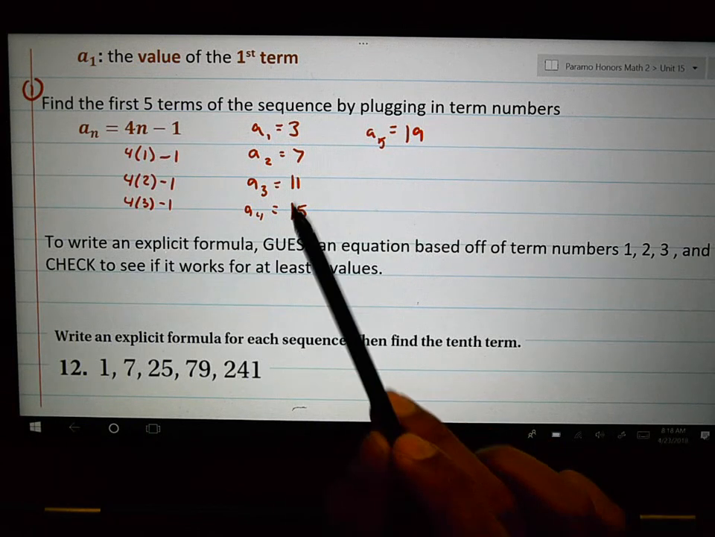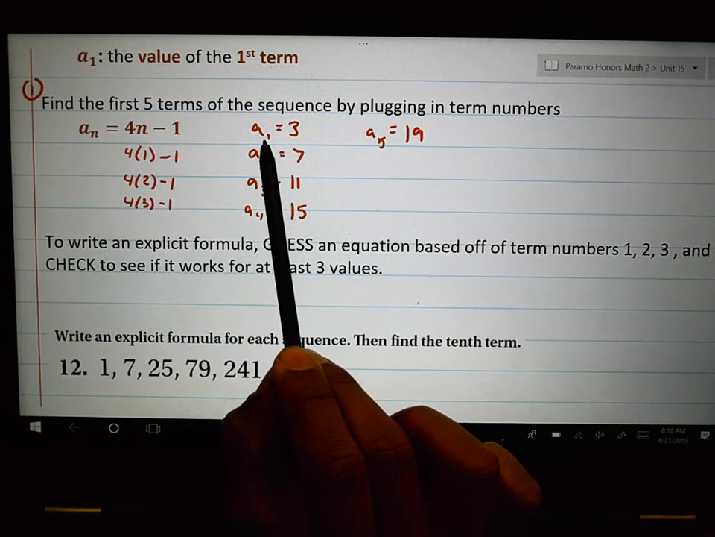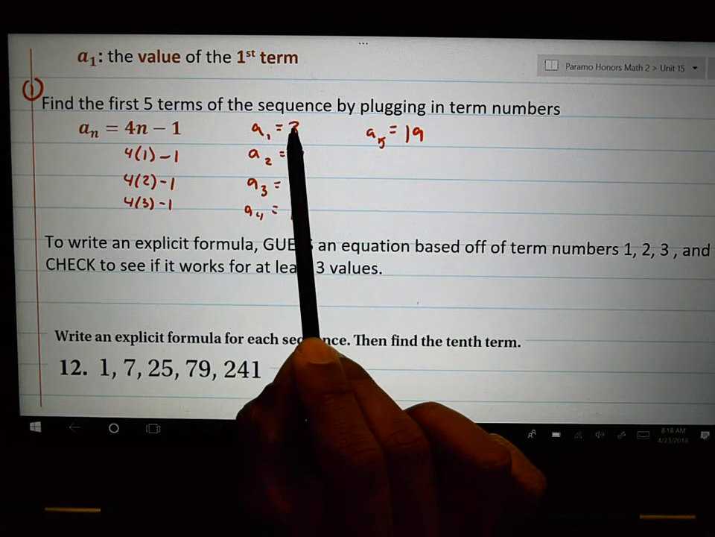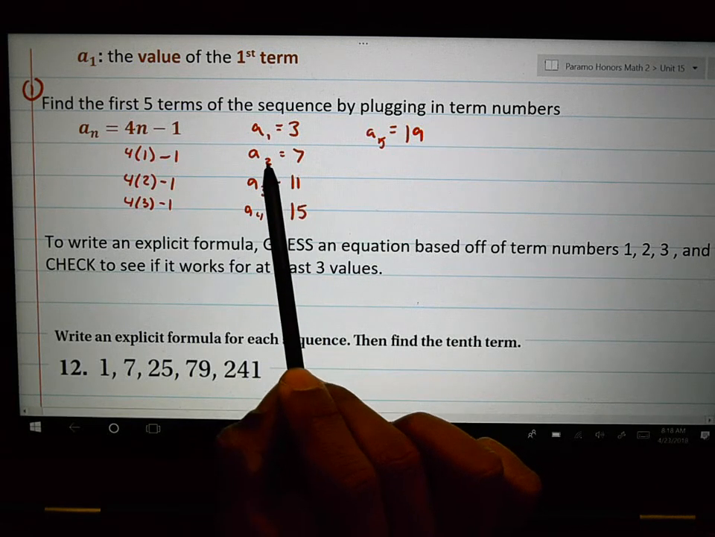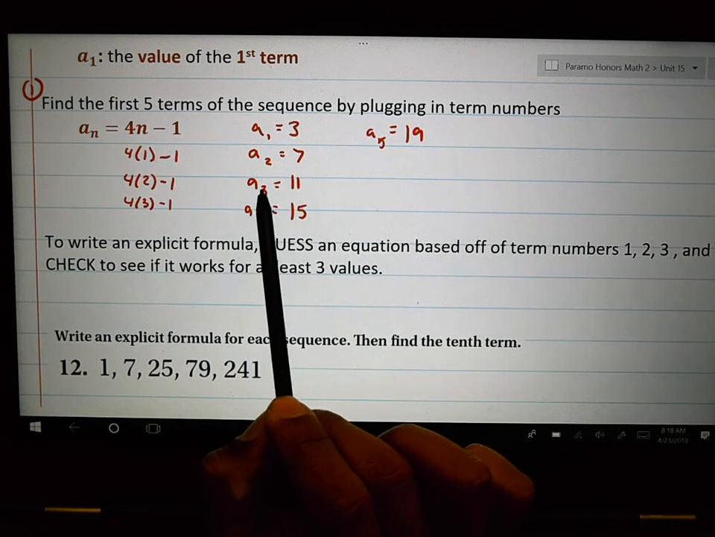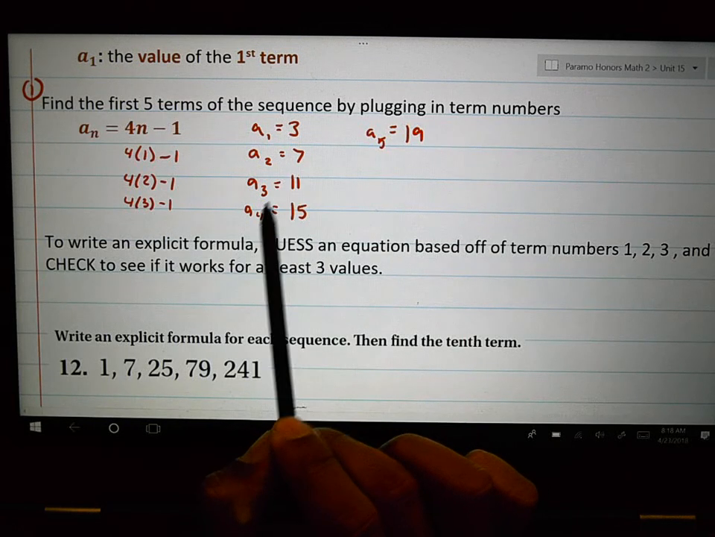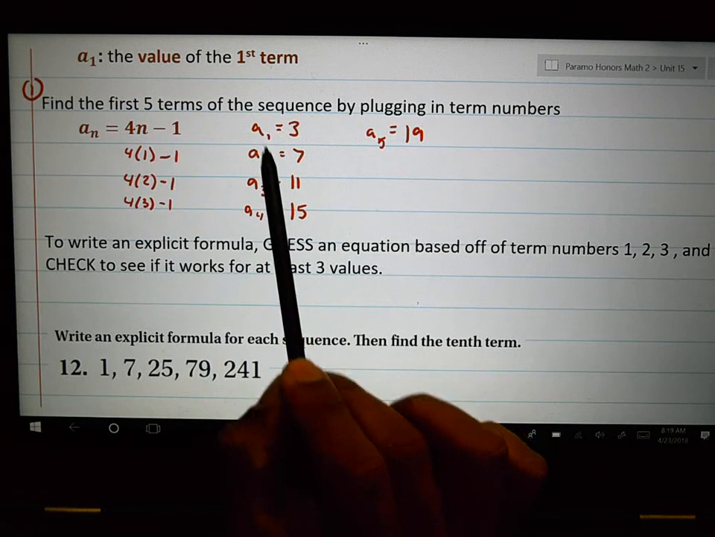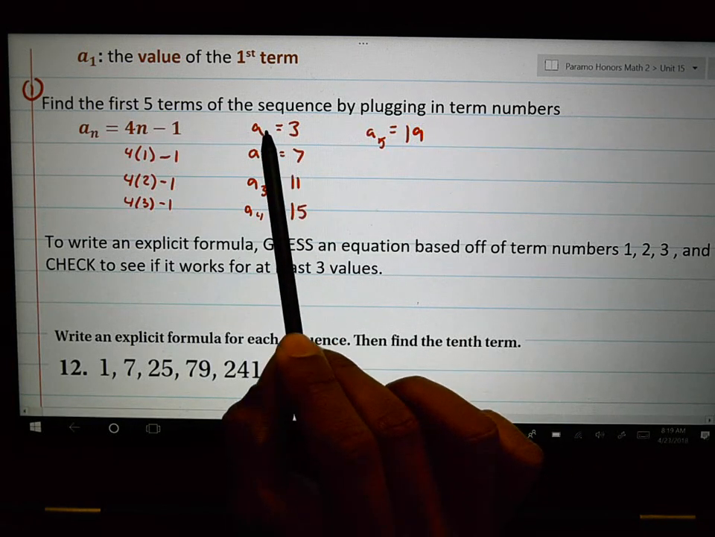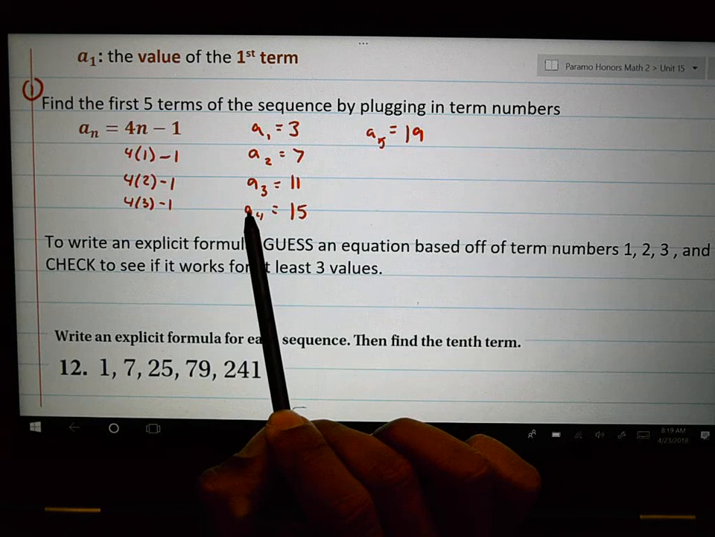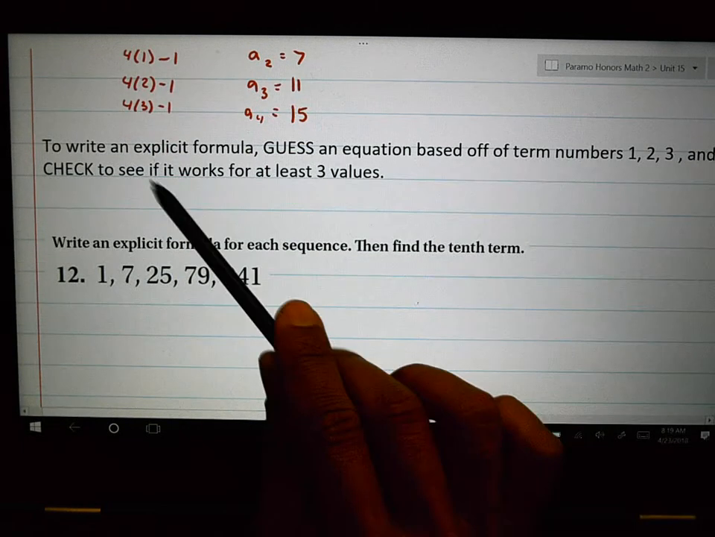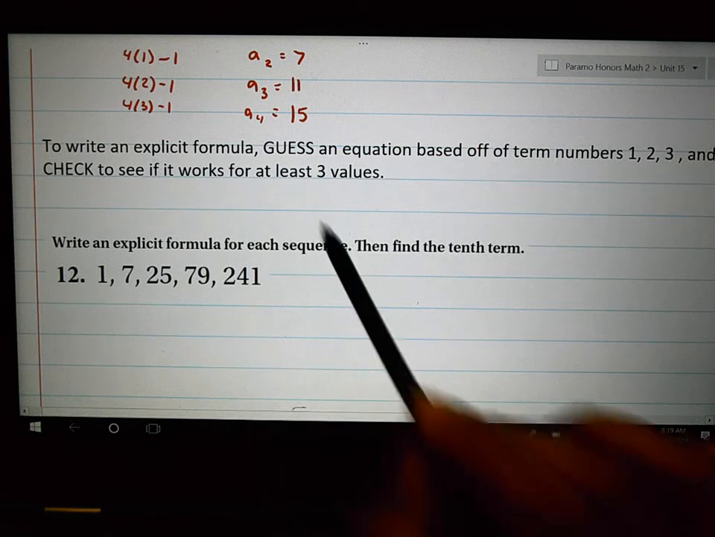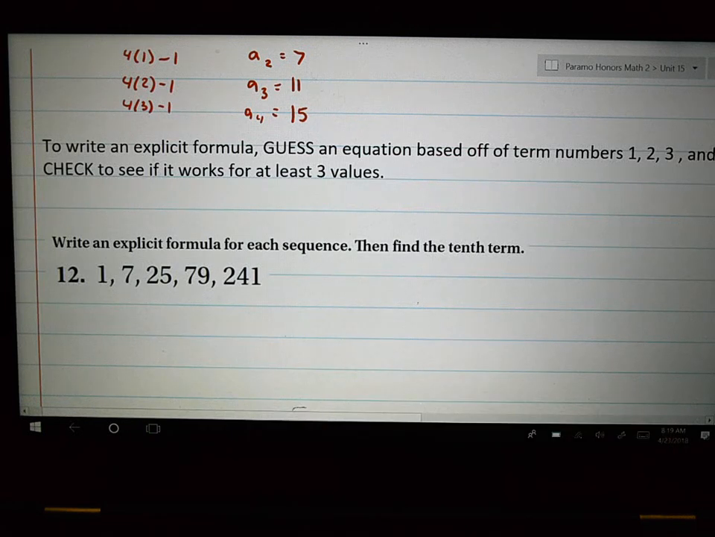Just remember, there is a relationship between what you plug in, the 1 and the 3. The 2 and the 7. The 3 and the 11. The 4 and the 15. The 5 and the 19. You have to get this number based off of the term number. When you think you know what it is, guess what you think the equation is. Plug in at least 3 values to make sure it works for everything.